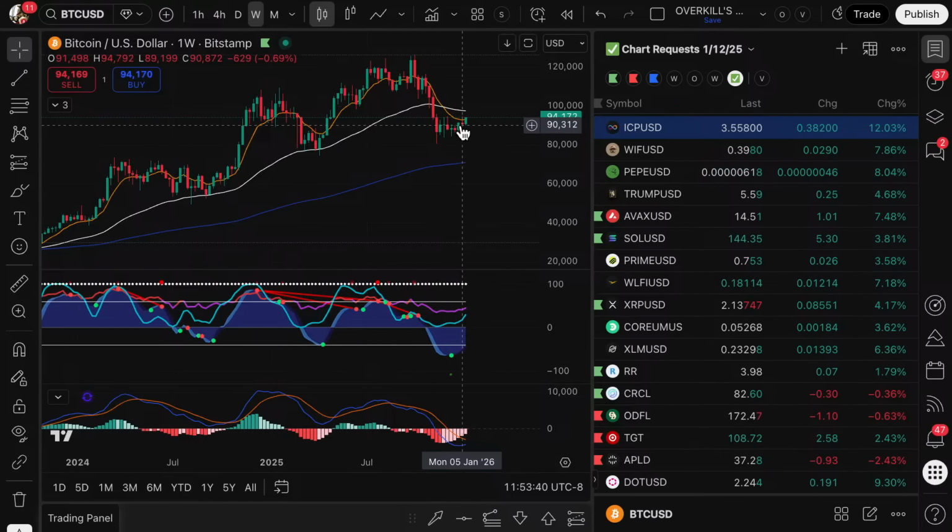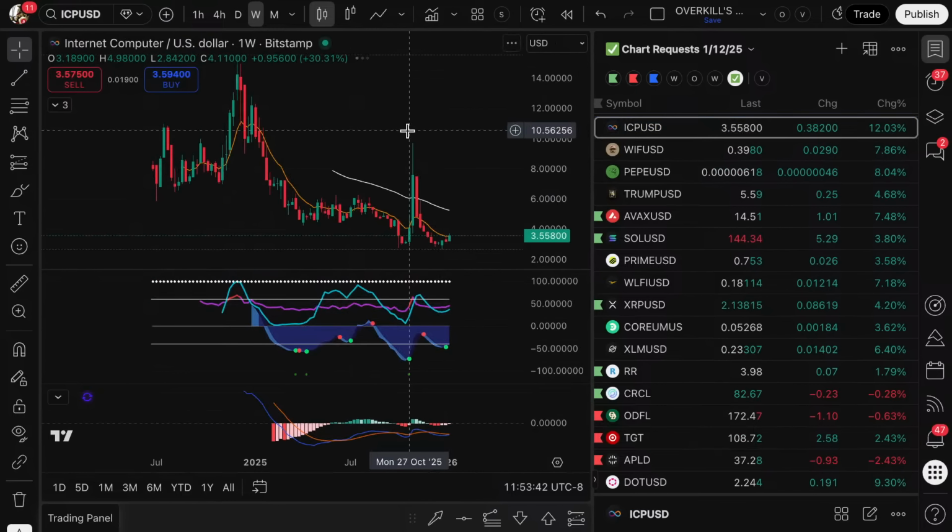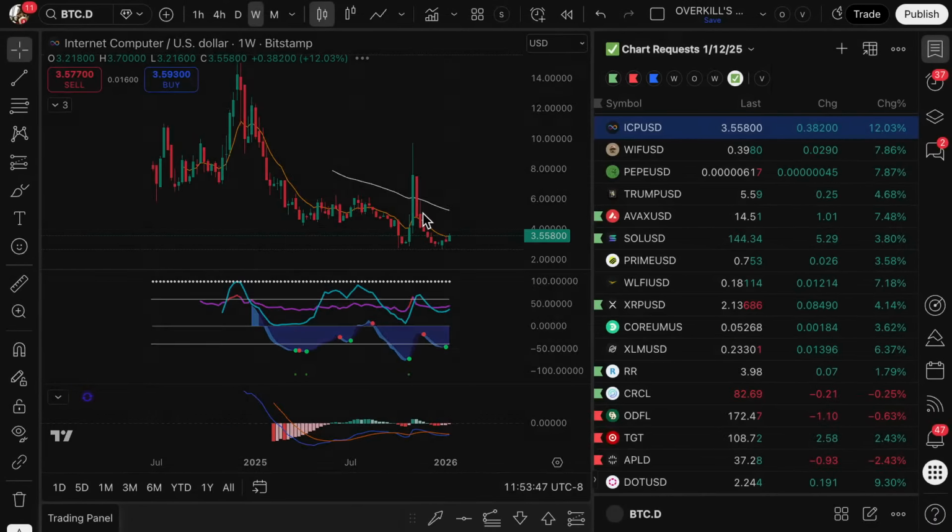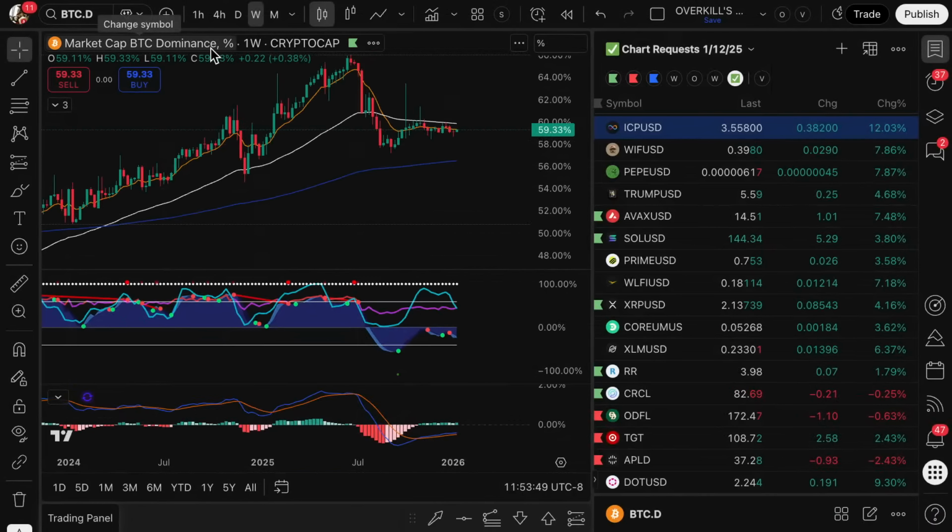And I think you're just starting to see some of these names pop off. No one's seen anything yet. I was talking to somebody about this in the Discord the other day. You guys know what the Bitcoin dominance chart is? I'm going to just explain it really quick.